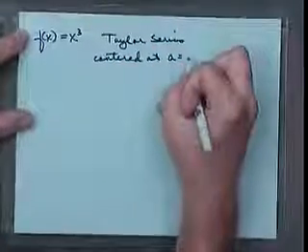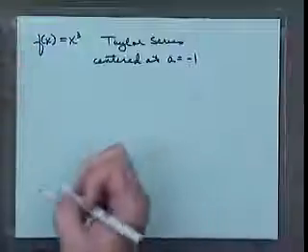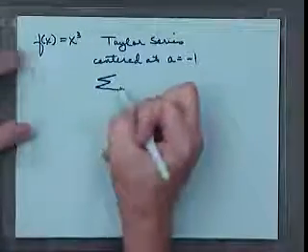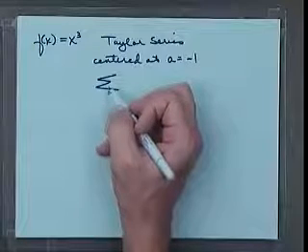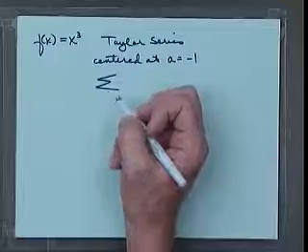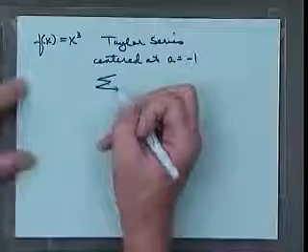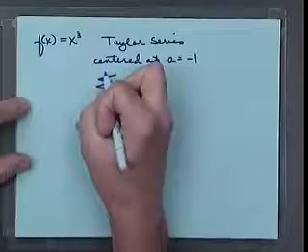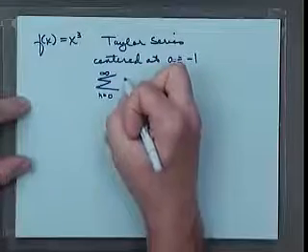Centered at a equals negative 1? Okay. So with Taylor series, and this is a series now, not a polynomial, so we're going to let this run indefinitely. It doesn't run indefinitely, but we haven't really encountered that yet. So we probably ought to see what happens.